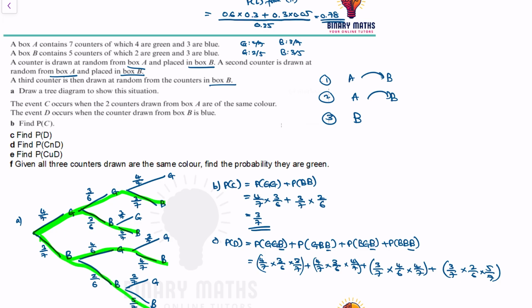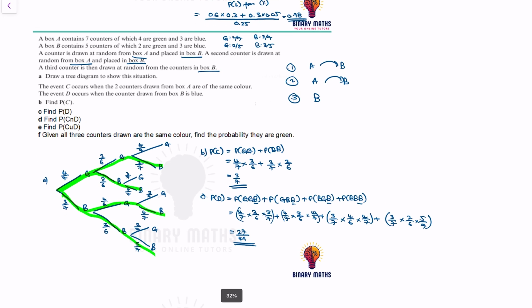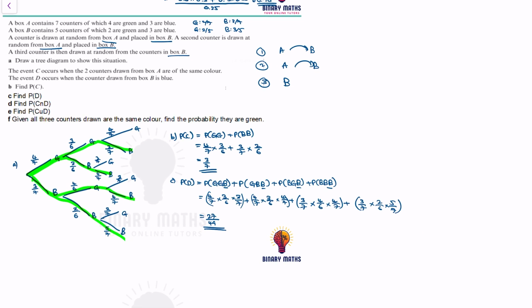Okay, when we put this into a calculator, we end up getting 27/49. Now C done. D is the probability of C intersect D. The event means that the 2 counters drawn from box A are of the same color, and also the last counter is blue.